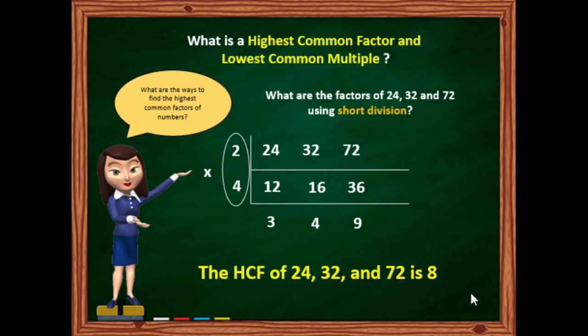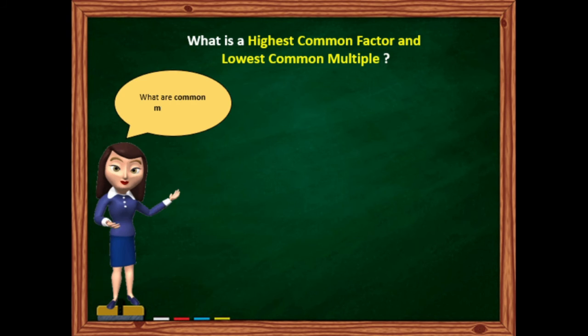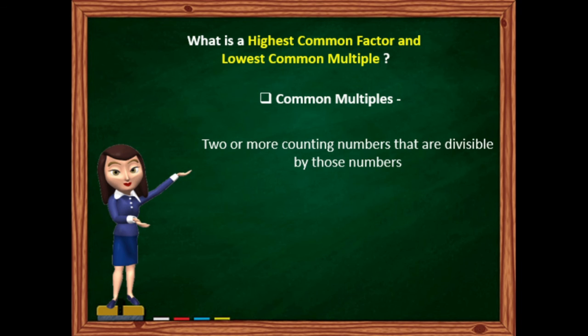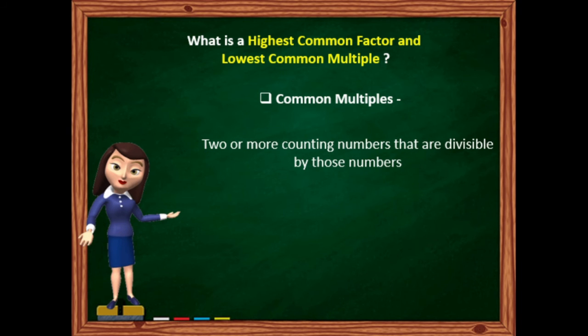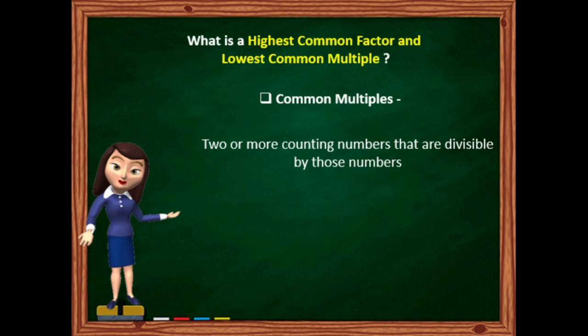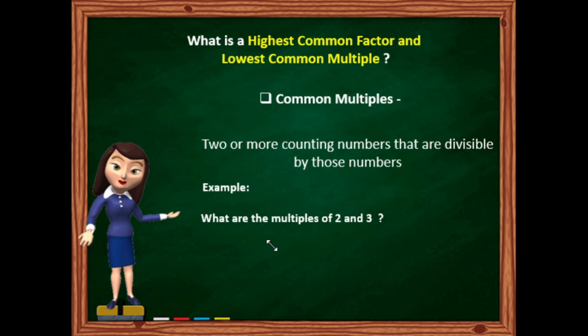Understood? Okay. Next, what about common multiples? What are common multiples? Common multiples are 2 or more counting numbers that are divisible by those numbers, that can be divided by those numbers. Say for example, what are the multiples of 2 and 3?